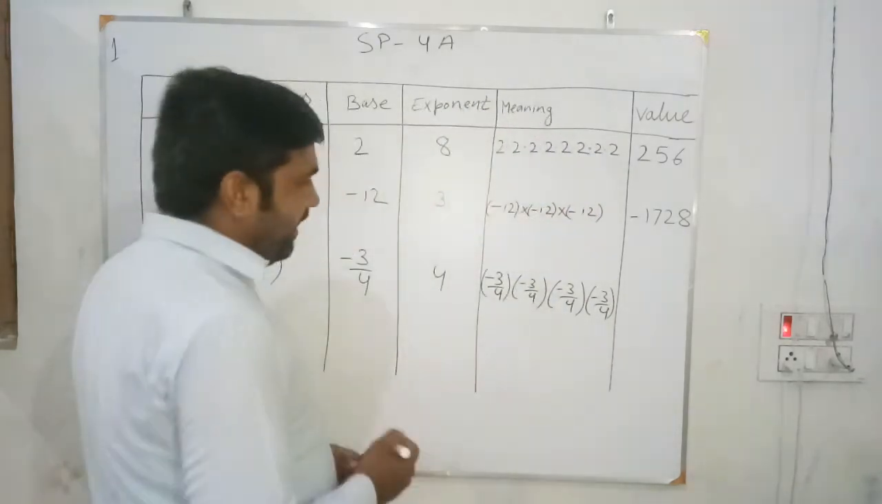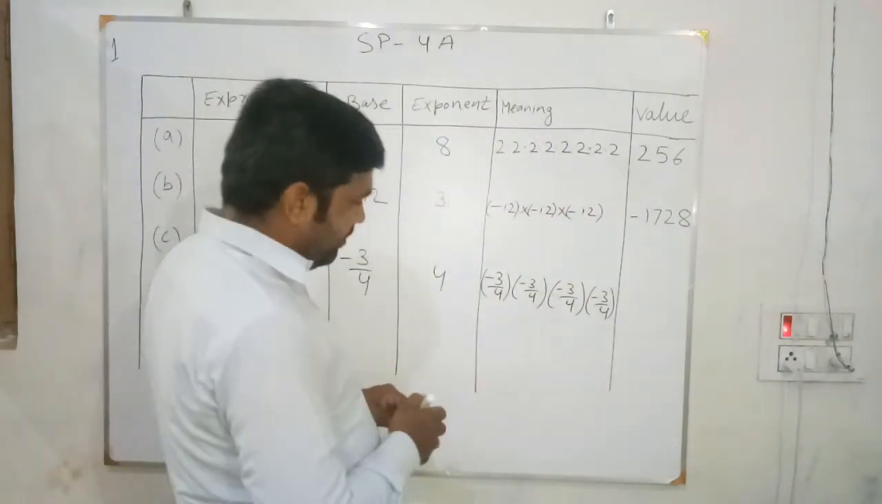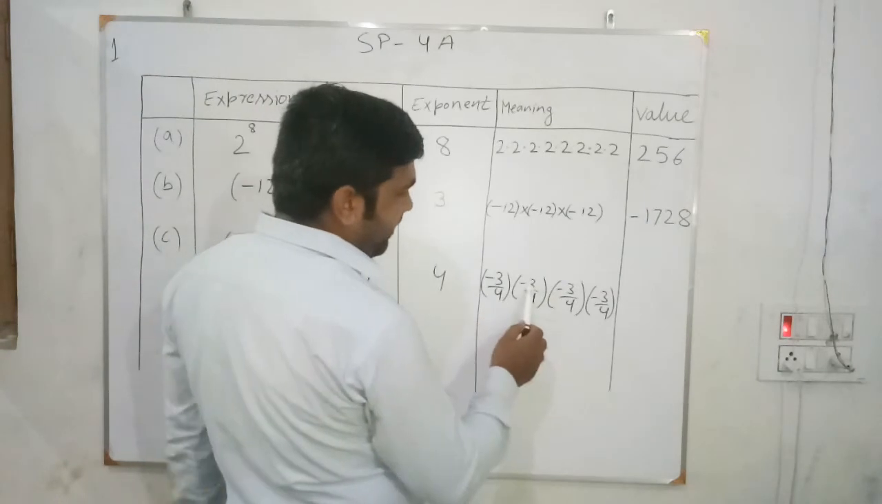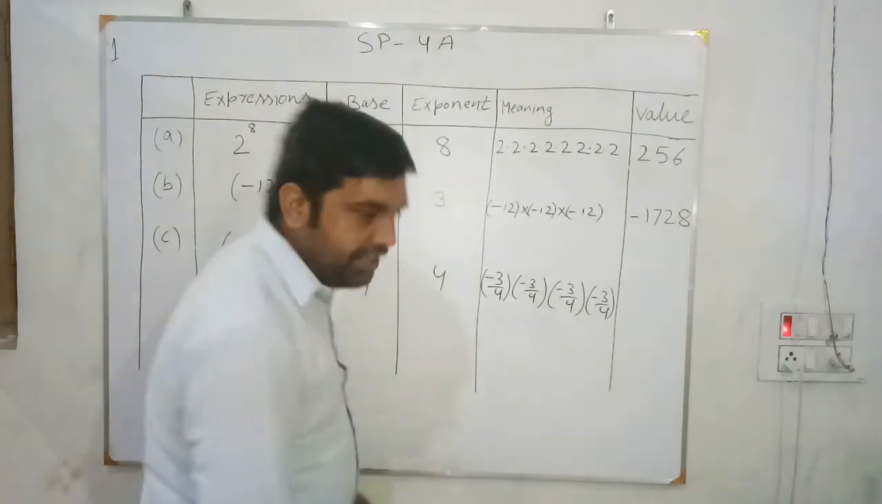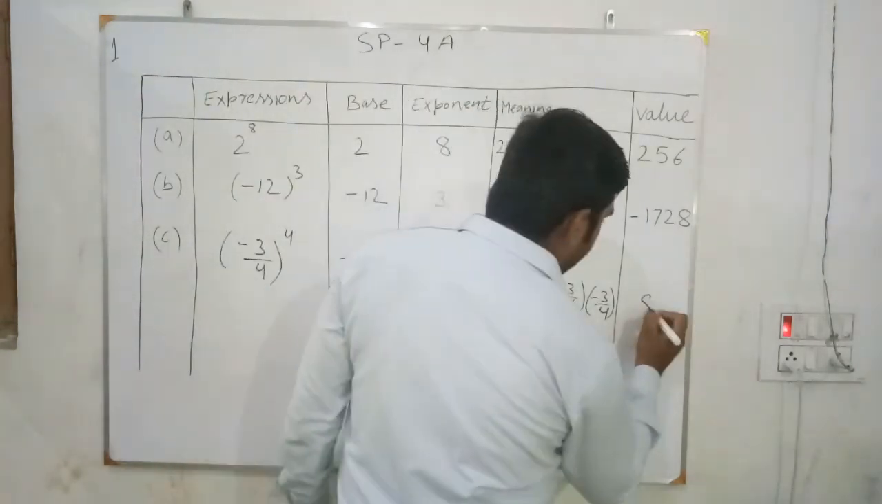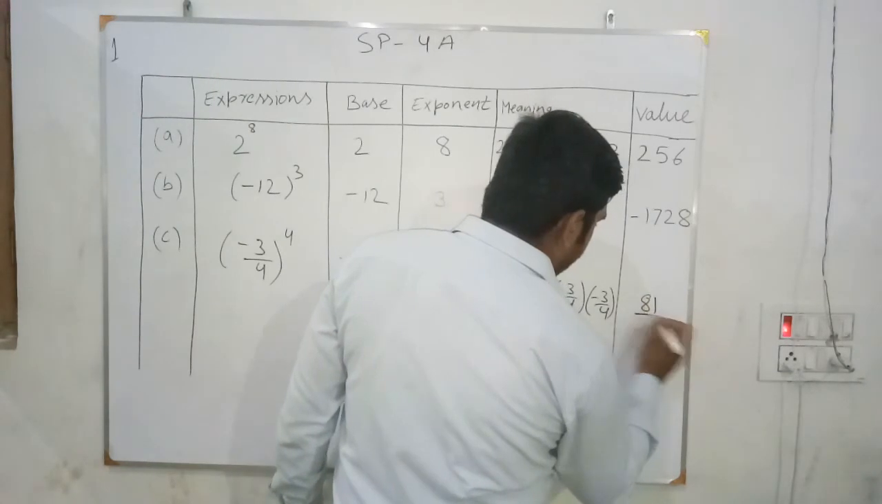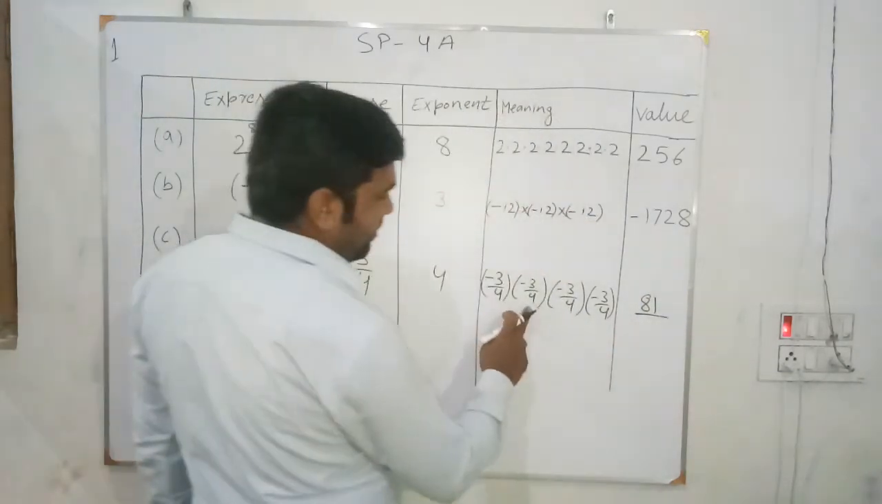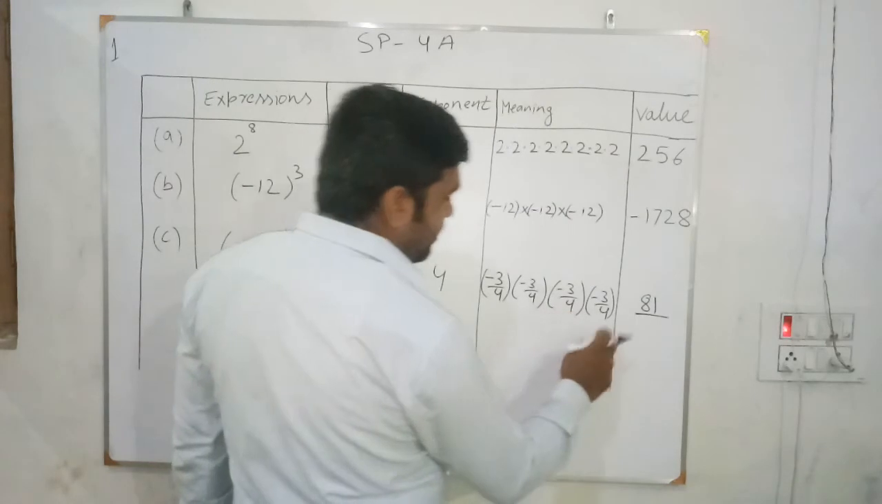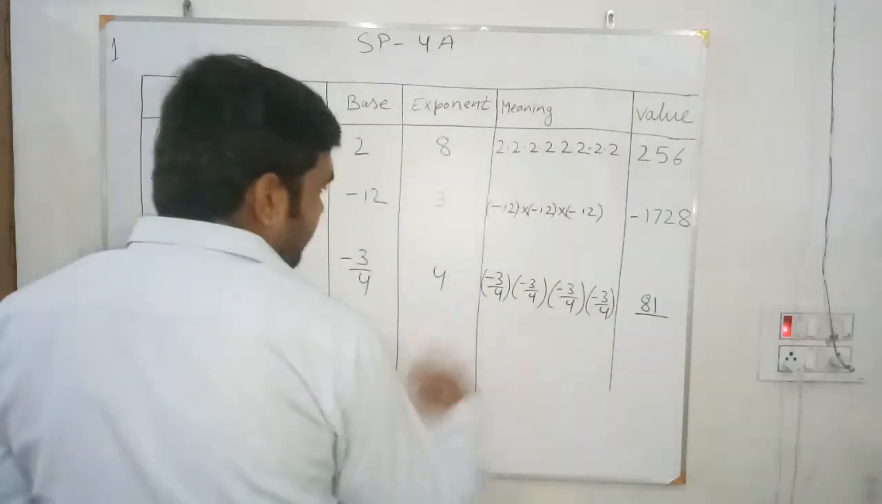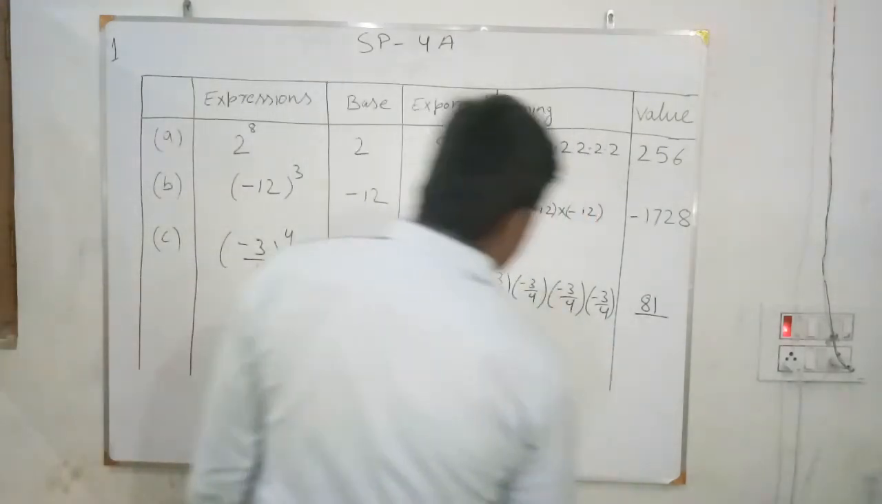Now see what the value will be. When you multiply 4 times, 3 threes are 9, 9 threes are 27, 27 threes are 81. So here I get 81. And 4 fours are 16, 16 fours are 64, and 64 fours are 256.